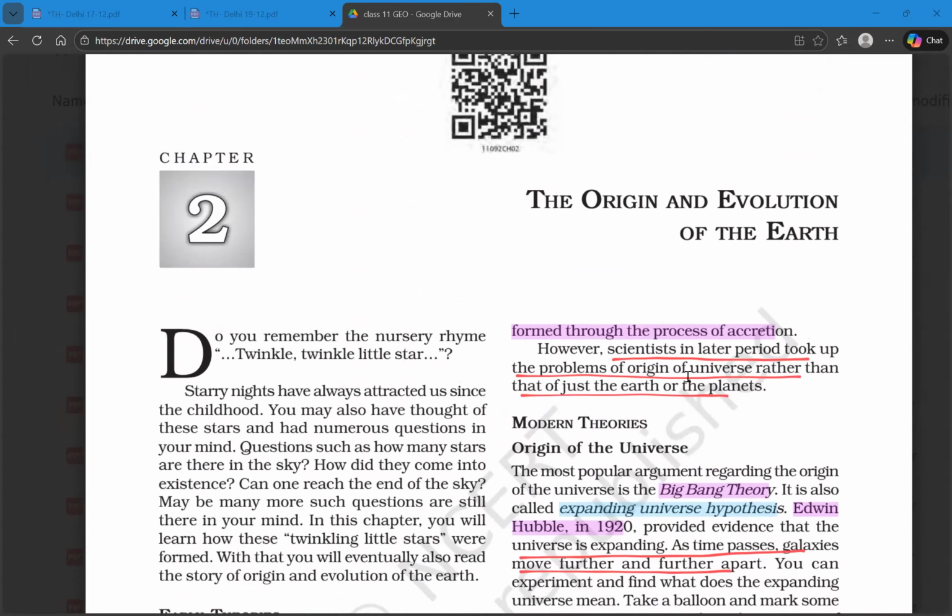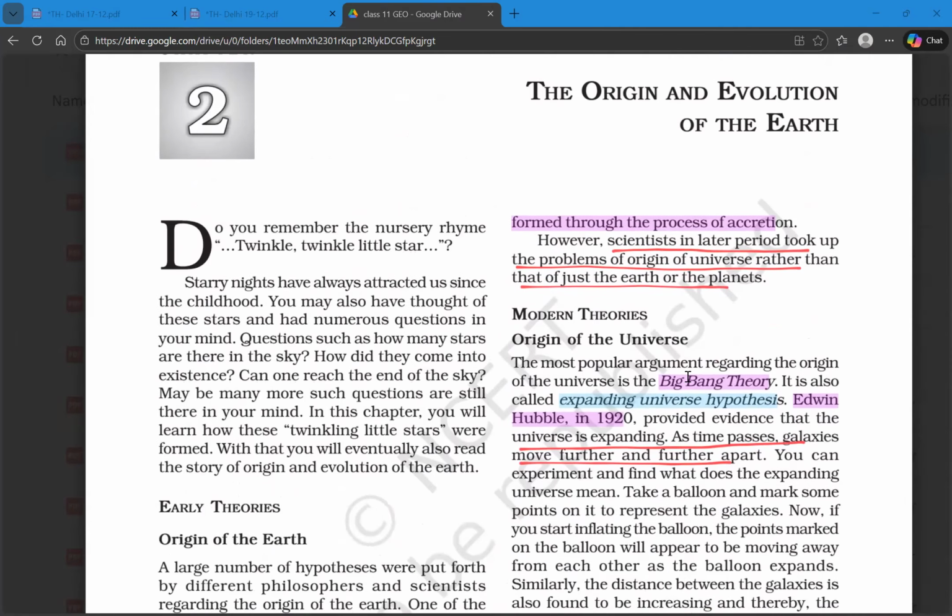However, scientists in a later period took up the problems of origin of the universe rather than that of just the earth or the planets. So now we'll see the theories that are related to the origin of the universe. The most popular argument regarding the origin of the universe is the Big Bang theory. It is also called the expanding universe theory. Edwin Hubble in 1920 provided evidence that the universe is expanding.